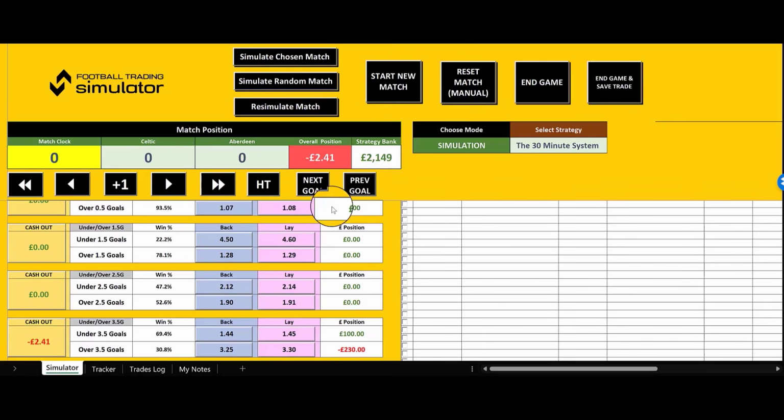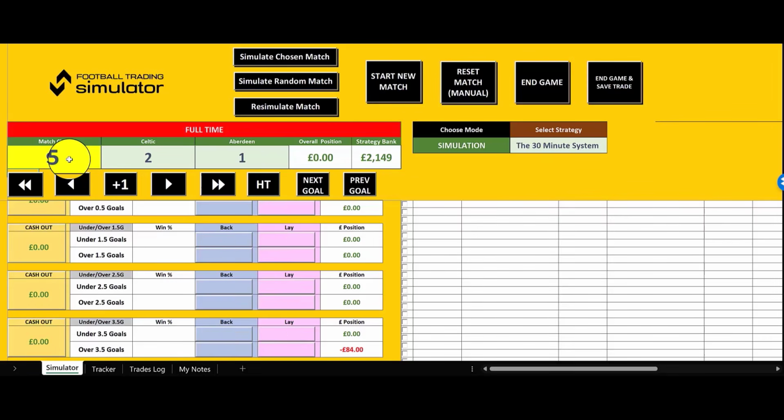So now we're going to have to deploy our strategy. So let's try and find exactly when that goal was. We're going to use the next goal button, and it was exactly on 20 minutes. Okay, so let's see. We will now back over 3.5 goals, and it will leave us with a potential loss of £84 if we go over 3.5 goals. Let's move it forward to the end of the match and take a look at this.